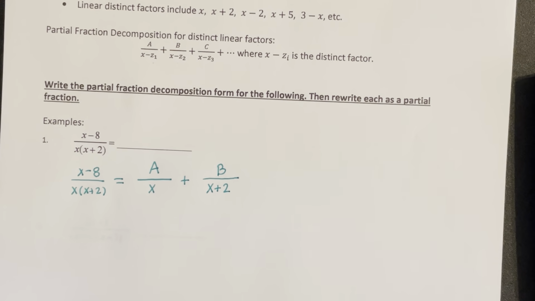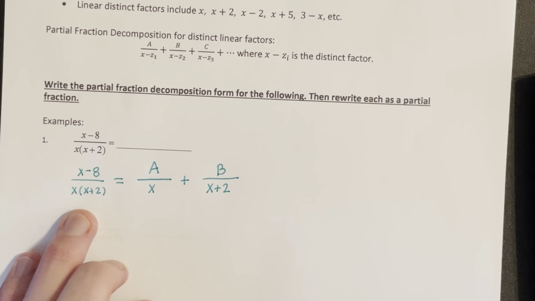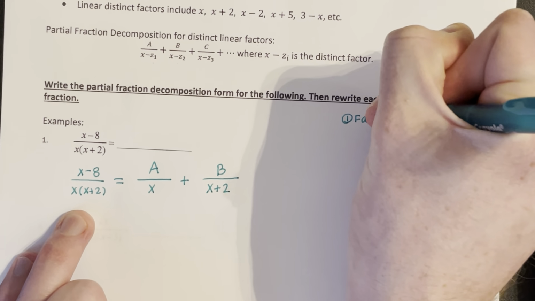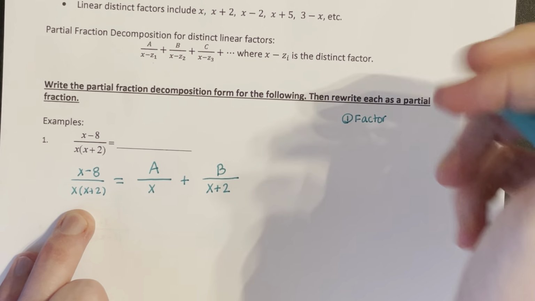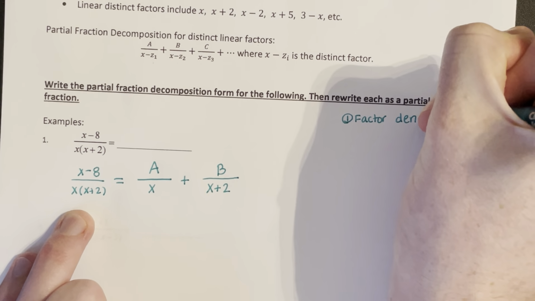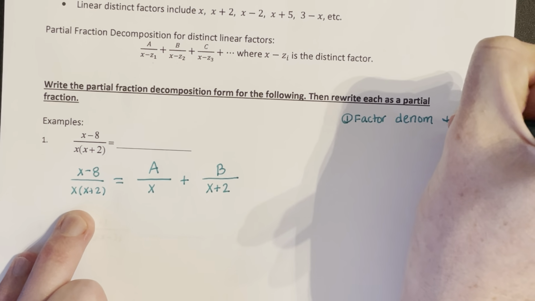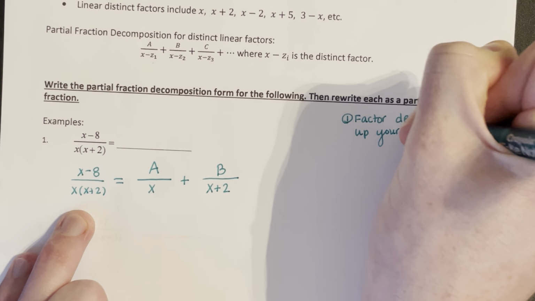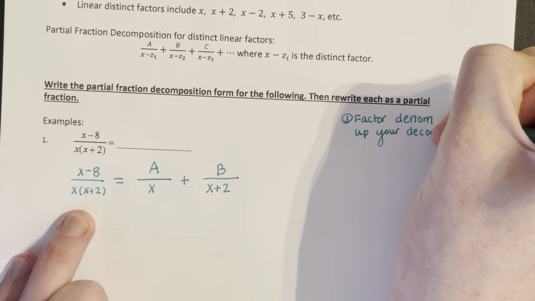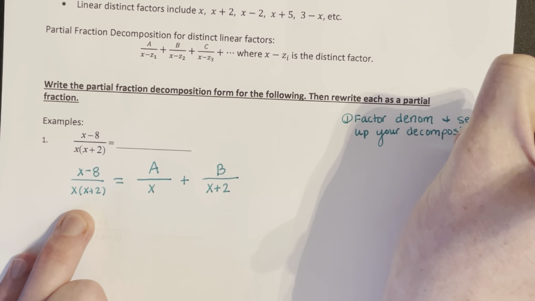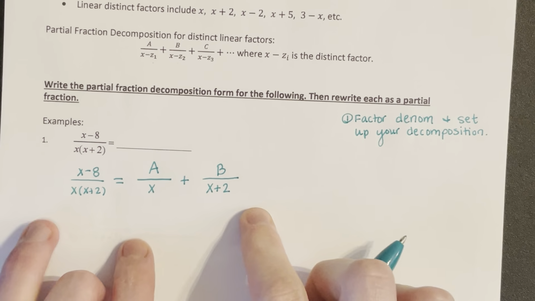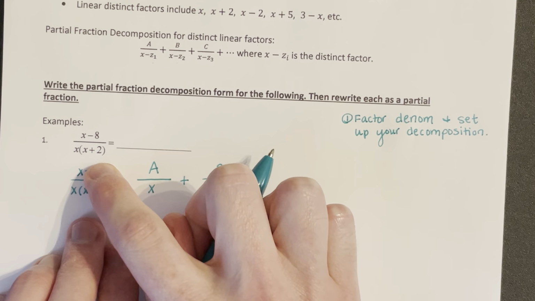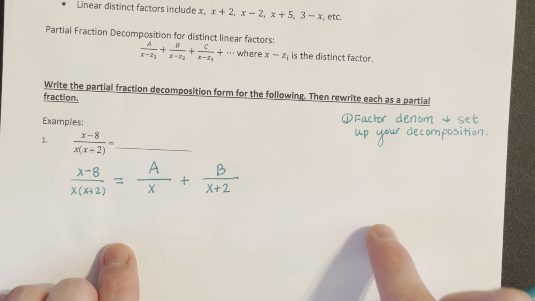And so the first thing you're going to end up doing when you work through these things is factoring the denominator. All right, so let me just write that out here. Factor the denominator and set up your decomposition. So this is what I mean by setting it up. We have some value over x, some value over x plus 2. And if we had more factors in the denominator, we would have more fractions to keep going on.